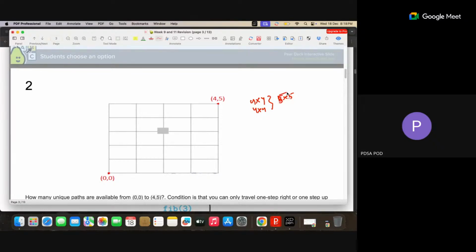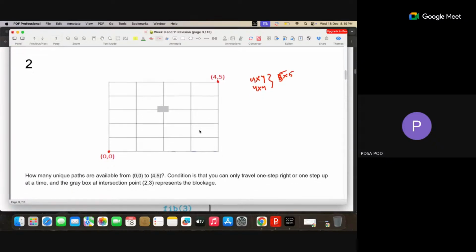Let's look at what a grid path is. We are trying to travel from 0 0 to 4 5. What are the different unique ways to reach 4 5? Different unique ways means either you can go in this way, or you can go in this way. Like that, how many different ways are there?